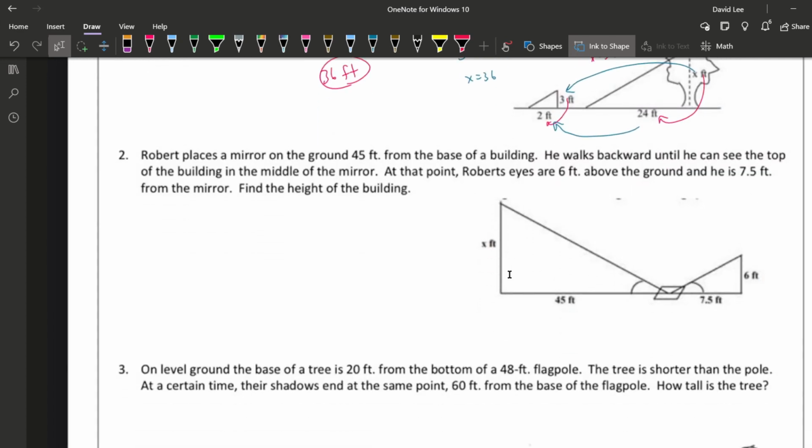Okay, just run through these. So same thing here, right? So we're trying to find this, assuming that this is similar, this divided by this should equal this divided by this. So x over 45 should equal 6 over 7.5. Yeah, I'd probably just use calculator. There's some tricks you could try to do this in your head, but yeah, probably just do calculator. This gives us x equals 36 again, so 36 feet.